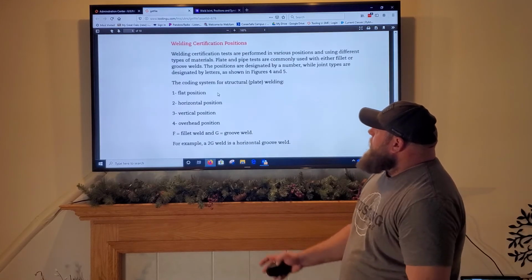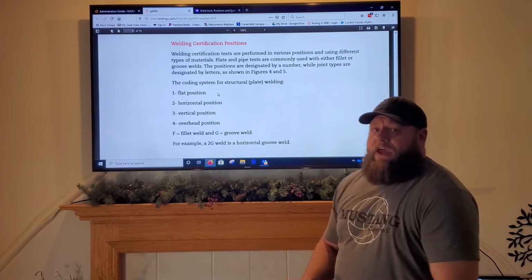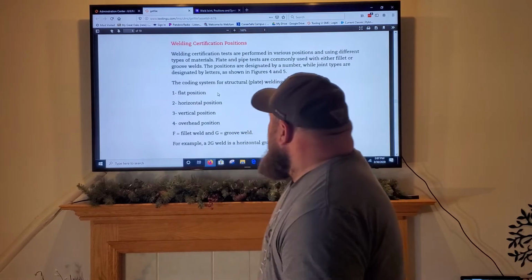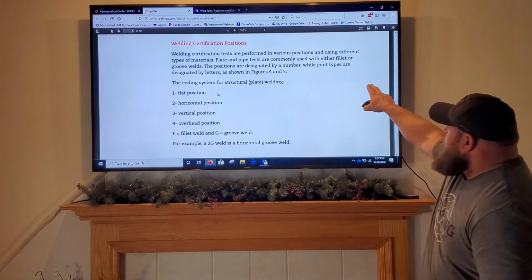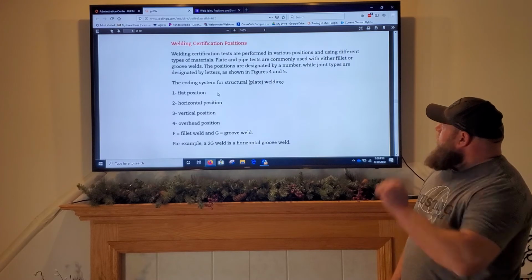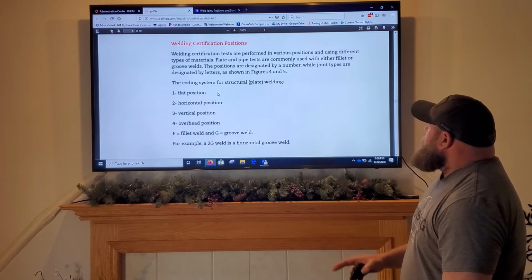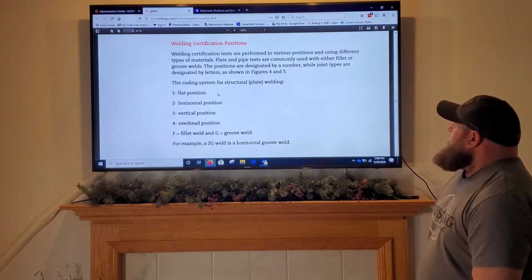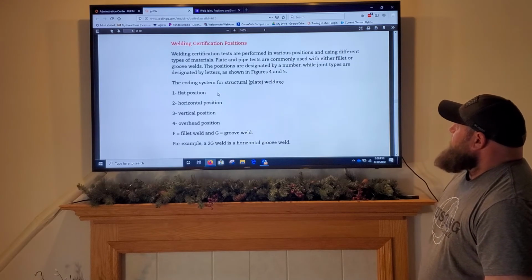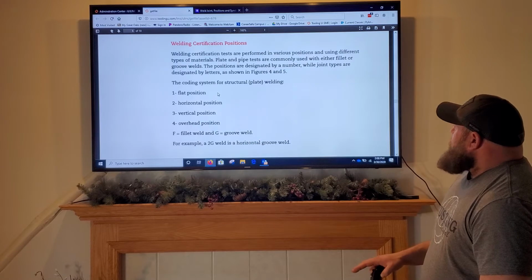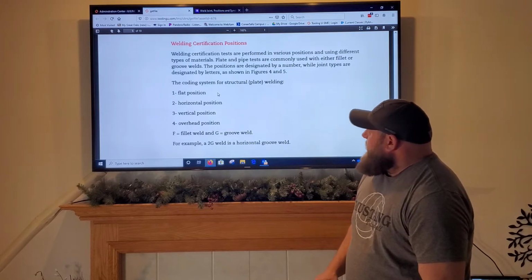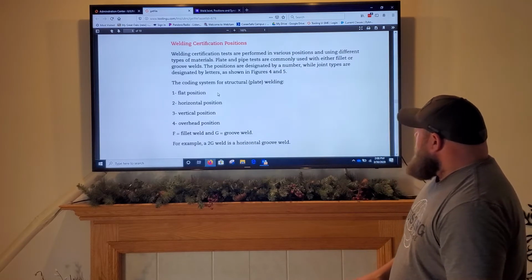So today we're going to talk about welding certification positions. And this is for pipe. Welding certification tests are performed in various positions using different types of materials. Plate and pipe tests are commonly used with either fillet or groove welds. The positions are designated by number, while joint types are designated by letters, as shown in figures 4 and 5.